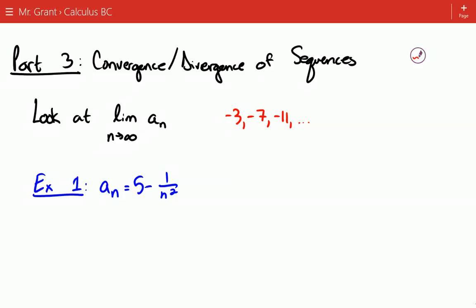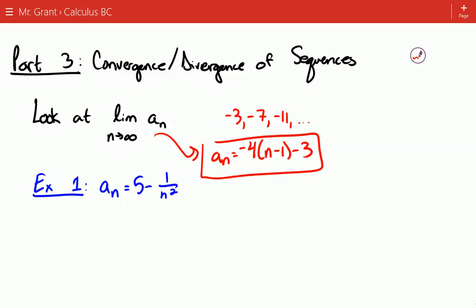Well, maybe. But I think it's easier if we remember that formula we looked at before, -4 n minus 1 minus 3. If we find the limit of this equation as n gets infinitely large, then we can see if it actually converges to something. So although it might be difficult to look at the individual terms and recognize if they're converging to a specific number, it's much easier if you have an equation. Apply our limit, and we're done. So I have a few examples here.